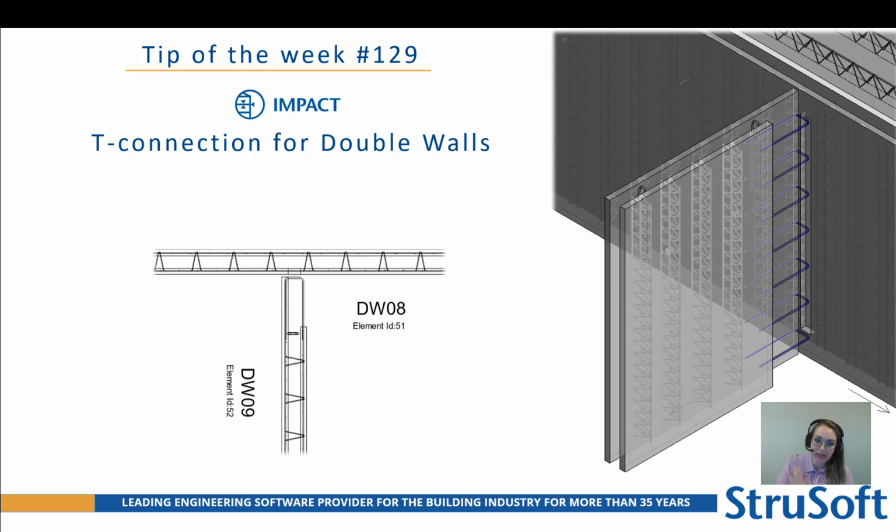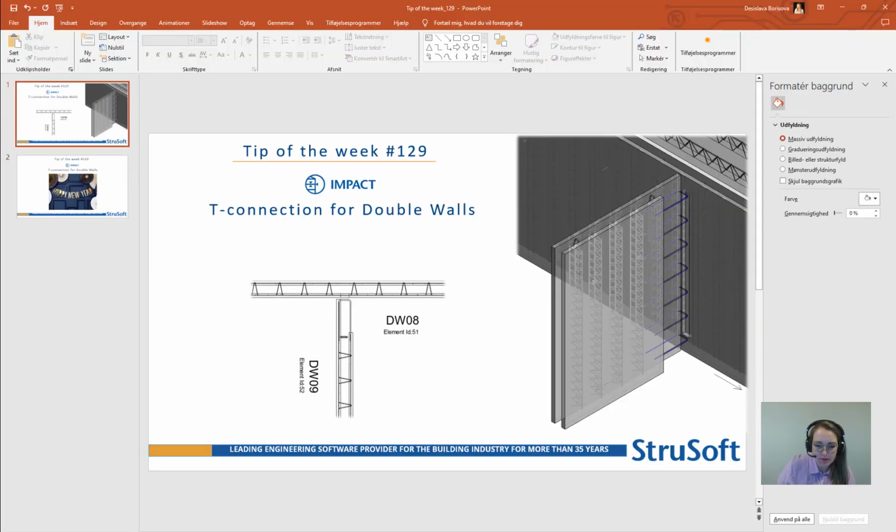I have the honor to make the last tip of the week for this year, and today we're going to talk about T-connection for double walls. What I'm going to show you today is how to connect two double walls the way we see on the screen, how to add a gap between the walls, adjust the reinforcement, the lattice girders, and add additional reinforcement to this T connection. So let's go into Revit and see how it looks.